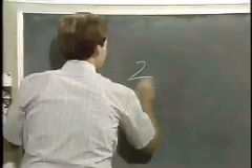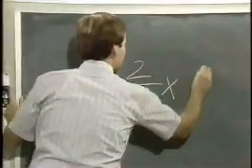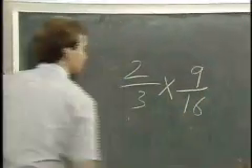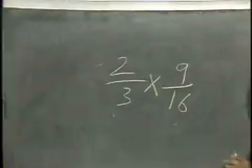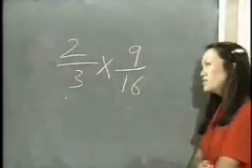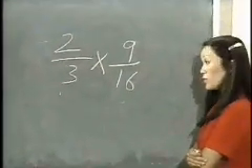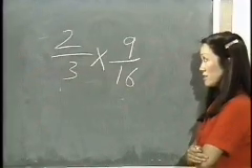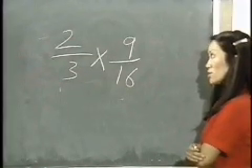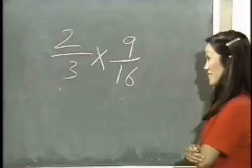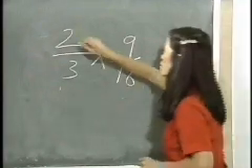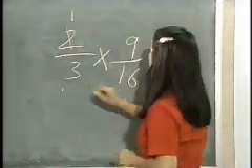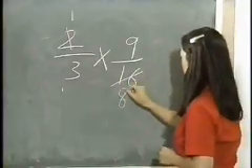Let's try 2/3 times 9/16. See what you do with that. Okay. Now I'm looking for a common factor that's going to go into both the numerator and the denominator, right? That's right. So 2 goes into 2 and 16. Good. Now go on with that. Okay, 2 goes into 2 once and into 16 8 times.